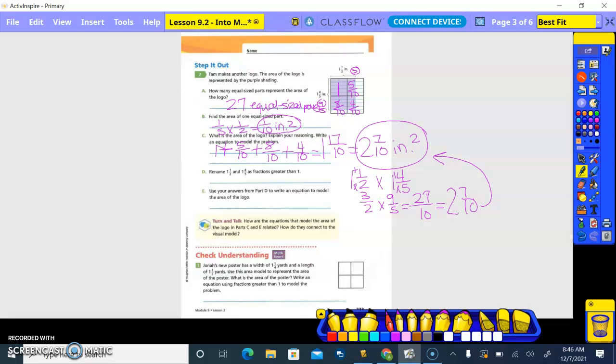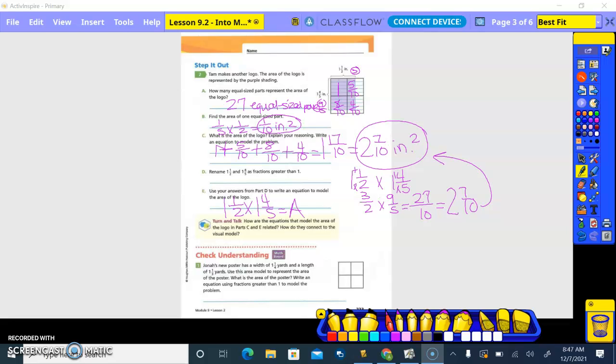Okay. So use your answers from part D to write an equation to model the area. So we did do that, right? So it was 1 and 1/2 times 1 and 4/5 equals the area, correct? Jonah's new poster has a width of 1 1/4 yards and a length of 1 1/3 yards. Use the area model to represent the area of the poster.